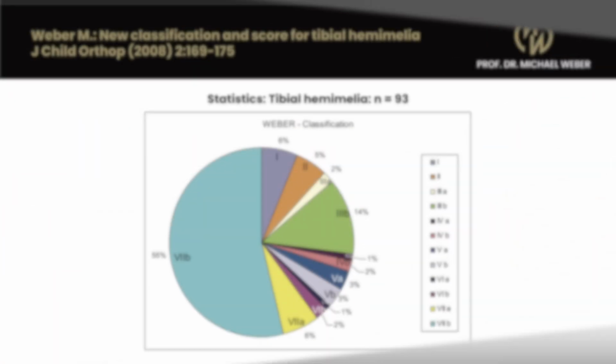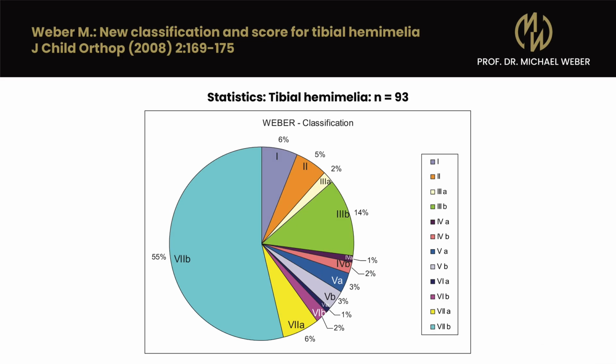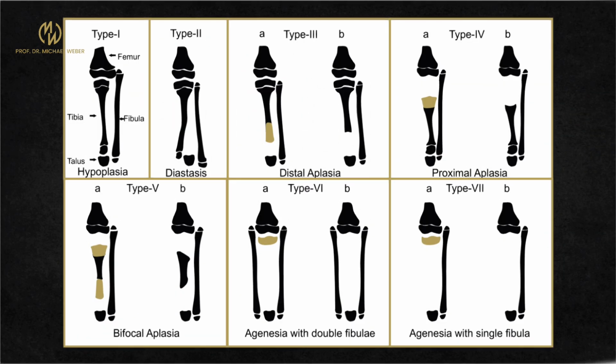Tibial hemimelia is a very rare disease. It occurs in 1 per 1 million live births. I created a classification of this disease in 2008 based on 94 limbs of my clientele at this time. The distribution was mainly towards the type 7B, followed by 3B, 7A, and 1. Let me explain to you the different types.